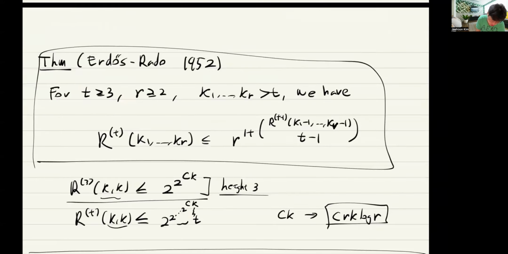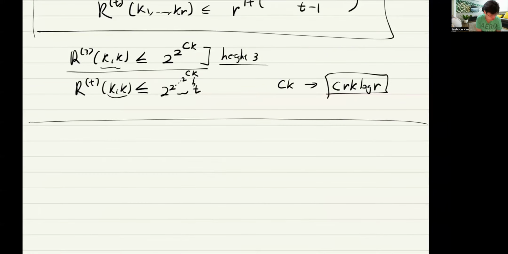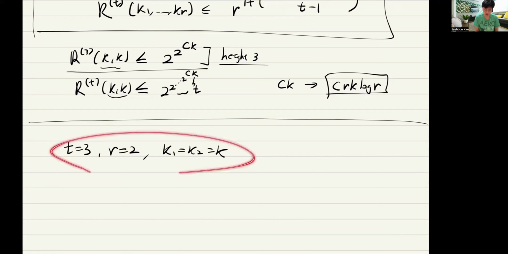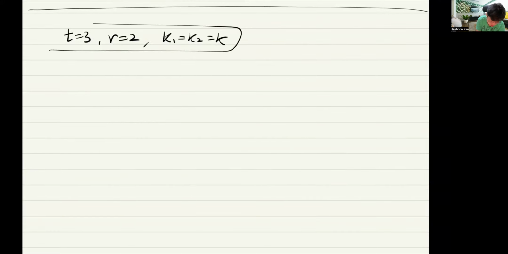Okay, let's prove this. And we will prove this for the simple case when t is 3, and there are only 2 colors, and let's say k1 and k2 are the same, just k. And if you understand the proof, then you can simply write the proof for other values. So the proof idea is the same, so I will just focus on this.